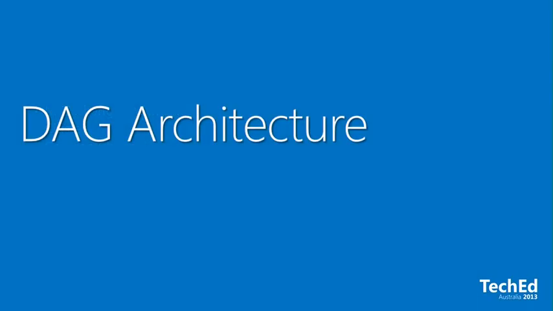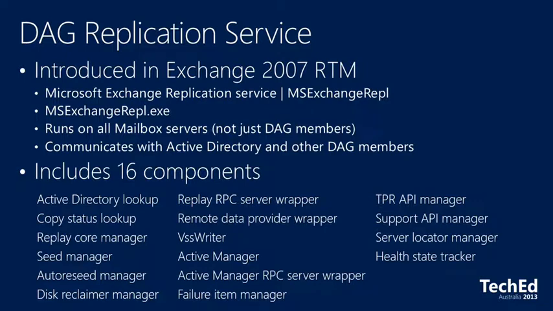So let's start with the DAG architecture, and I want everybody to understand that we're focusing on the components that comprise the database availability group, which includes obviously mailbox database copies and ancillary technologies like dynamic lag replay, auto reseed, and so forth. So the primary component of the DAG is called the replication service. Its long name is the Microsoft Exchange Replication Service. MSExchangeRepl is its short name, and the executable, as you can see from its short name, MSExchangeRepl.exe, is unmanaged code, so it's written in C#. And it is the primary workhorse for the continuous replication pipeline and for the database availability group.